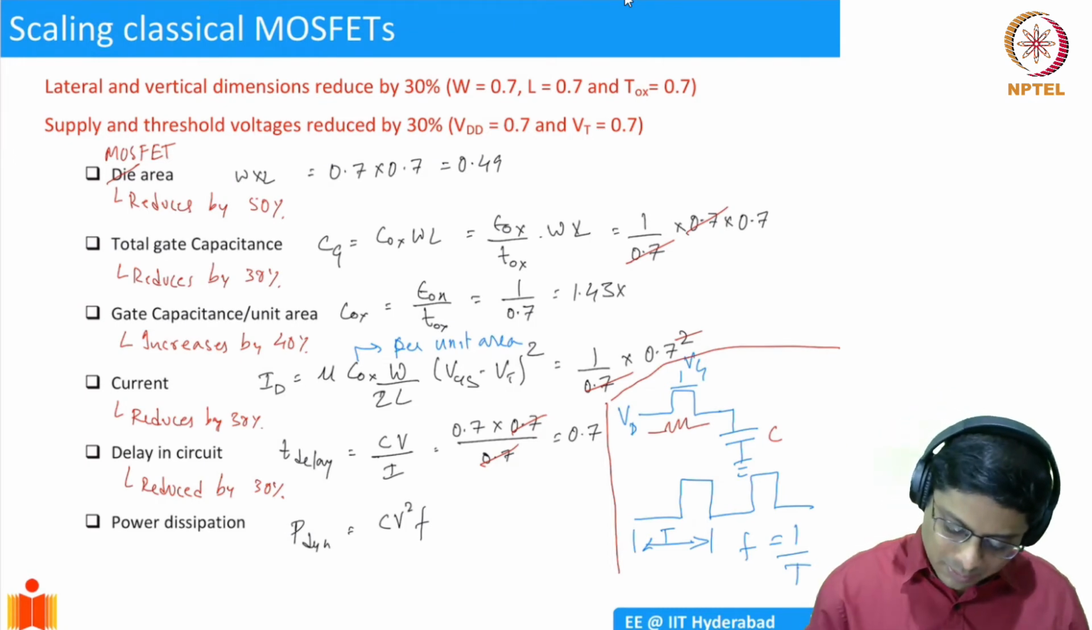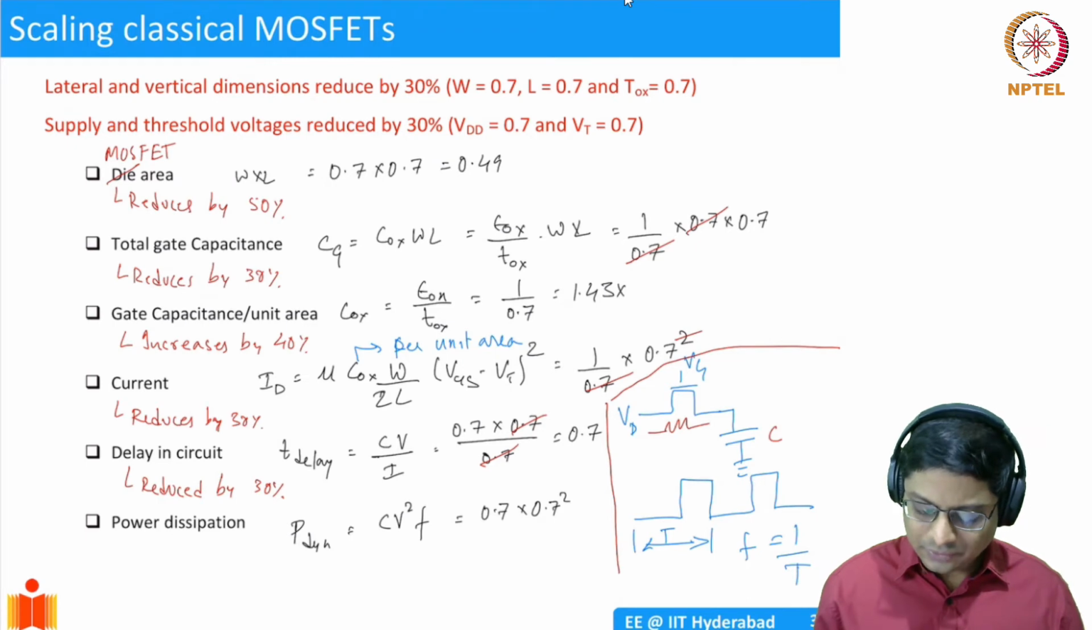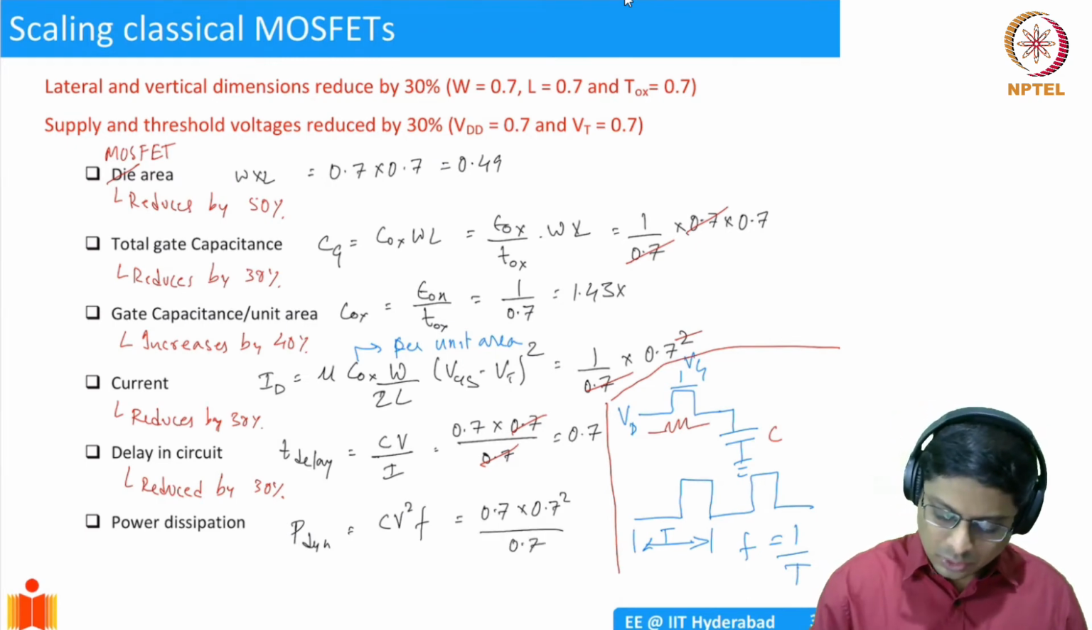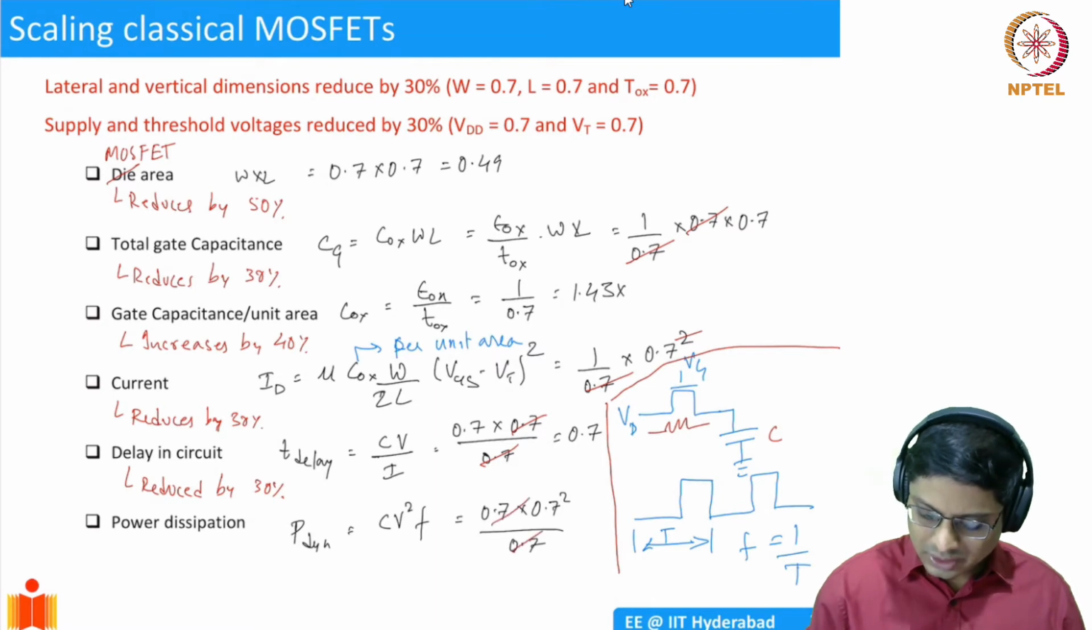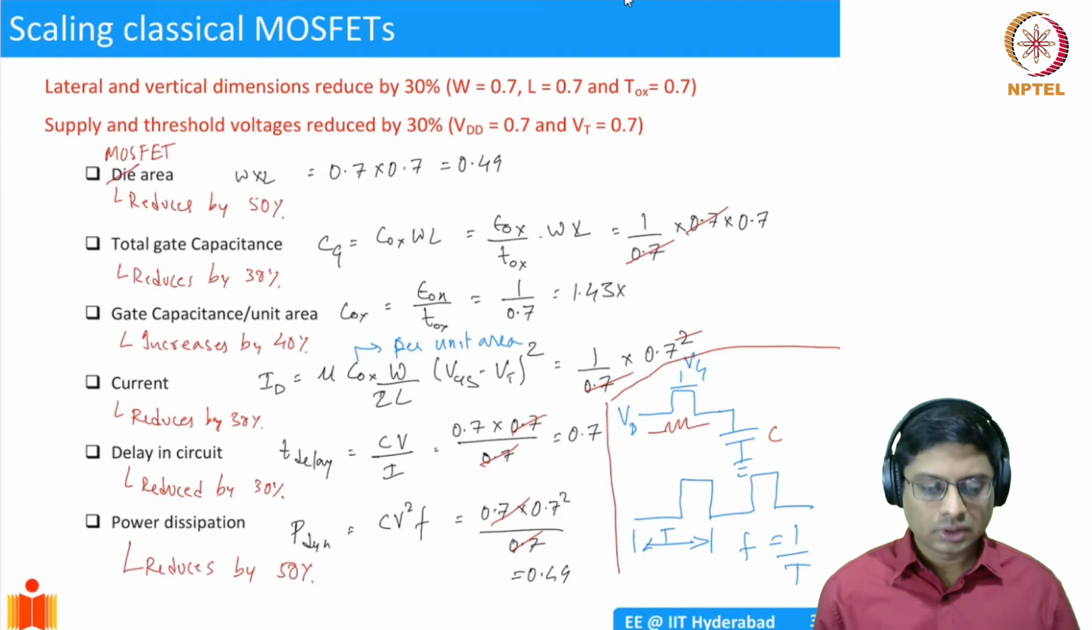So what happens to this parameter? Well, C is reduced by 0.7, voltage is 0.7 square, and F is basically 1 over T. So this will be divided by 0.7. So what you end up getting is, this is going to be scaled by 0.49. Okay. So power dissipation reduces by 50%.